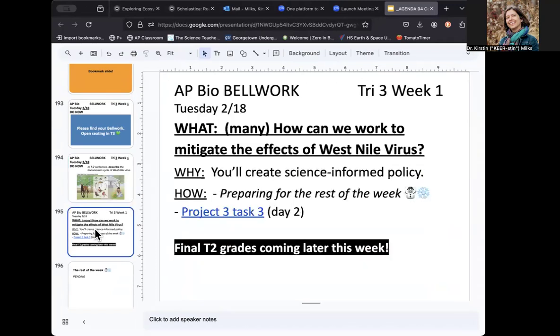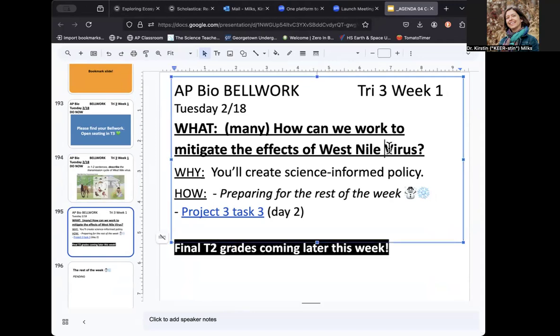Today, we are again working to mitigate the effects of West Nile virus. By the way, I finally have figured out how it is styled. It is styled like that: West Nile and then lowercase v for virus. Remember, you're creating science and foreign policy.